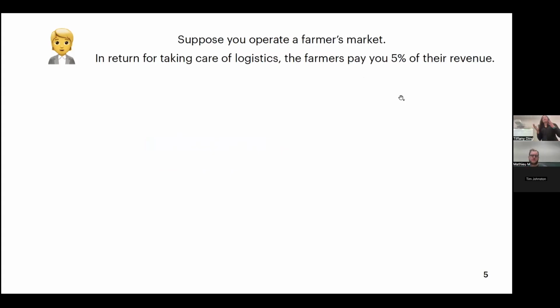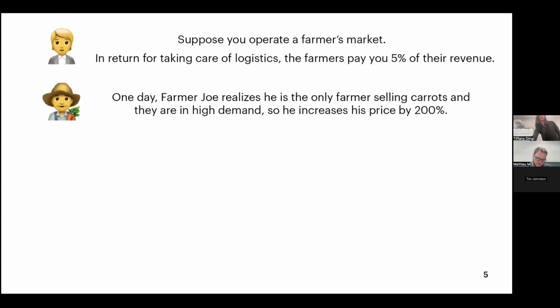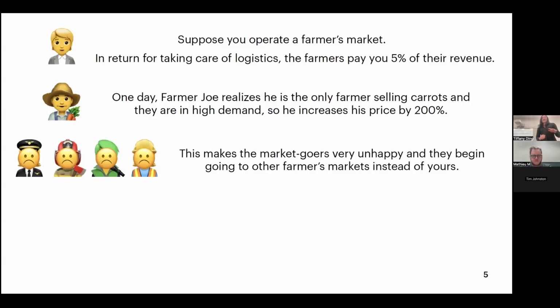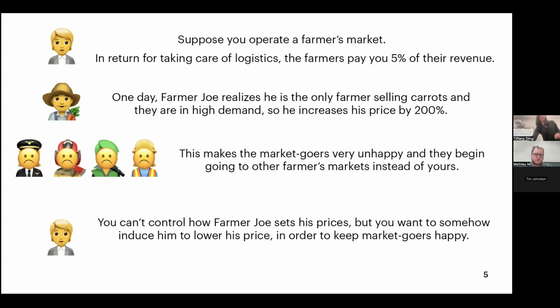And in return for operating the farmer's market and taking care of logistics, the farmers at the market will pay you some percentage of their revenue. And one day, one of the farmers, Farmer Joe, realizes that he's the only farmer that's selling carrots, and carrots are in really high demand, and he increases his price by 200%. And after he does this, the customers that normally come to your farmer's market are very unhappy. And as a result, they begin going to other farmers markets instead of yours. It's not good for you or the farmers that sell at your market.